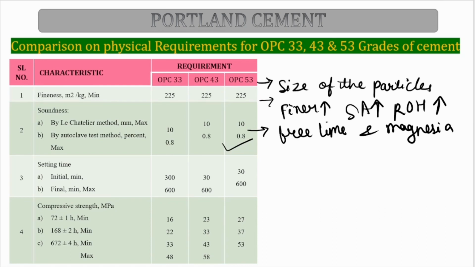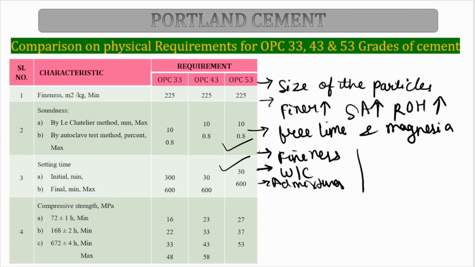Then let's see the third characteristic, that is the setting time of cement. All of us know that when we add water to the cement, it hardens. This setting time depends mainly on three factors: the fineness of cement, the water cement ratio, and the admixture added to the cement. Normally the initial setting time should not be too low and the final setting time should not be too high.